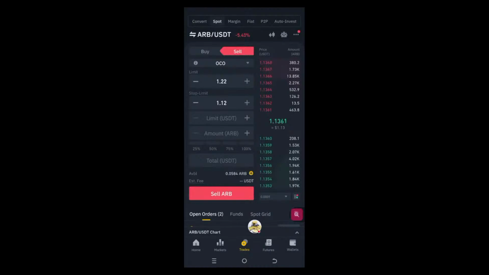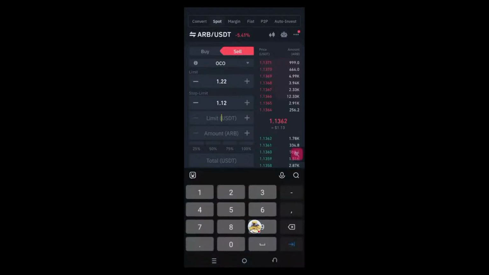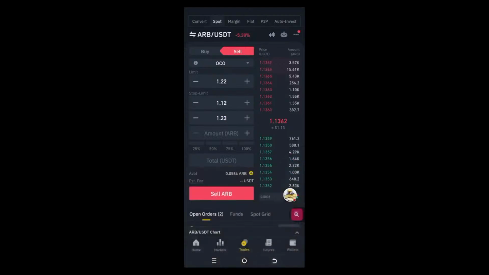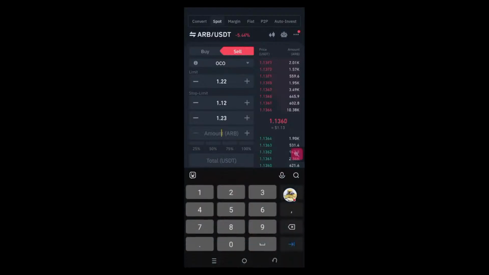So you're going to put all of this: your limit price and all of those things. The price is currently that, and you put your limit price here. Maybe you want it to be 1.23, right? Do you understand that? So now you have 3 prices, and then you have the amount of ARB that you have, right? And then you pick whether it's 100% or whatever. Don't forget that's currently in the trade.